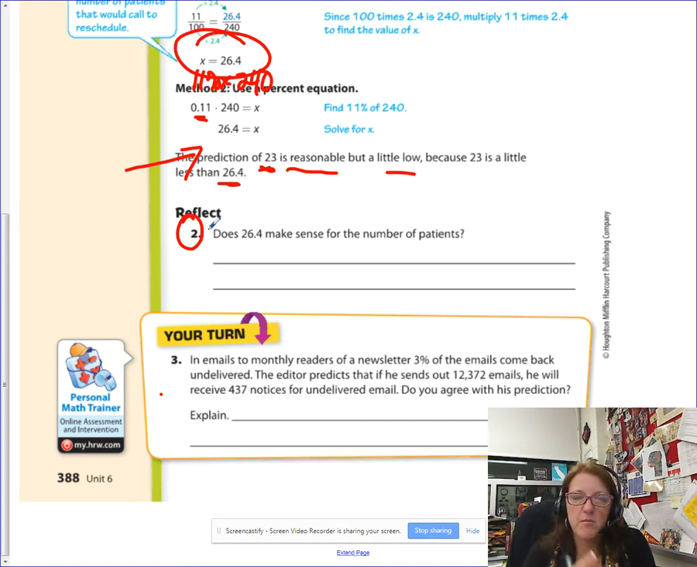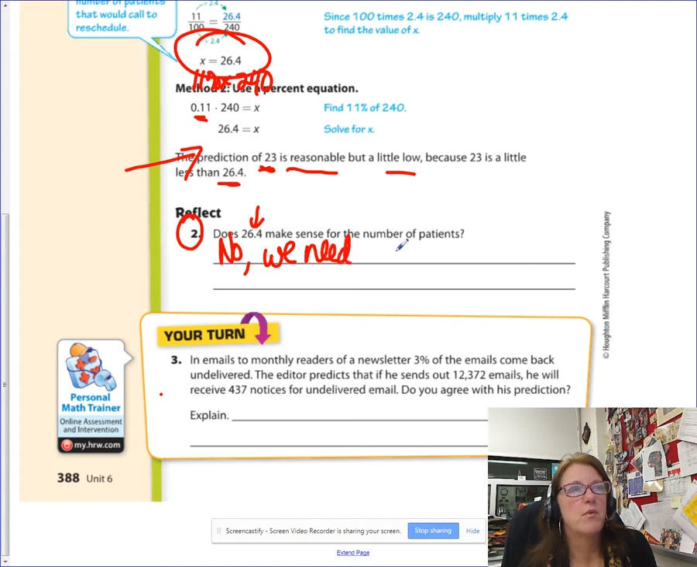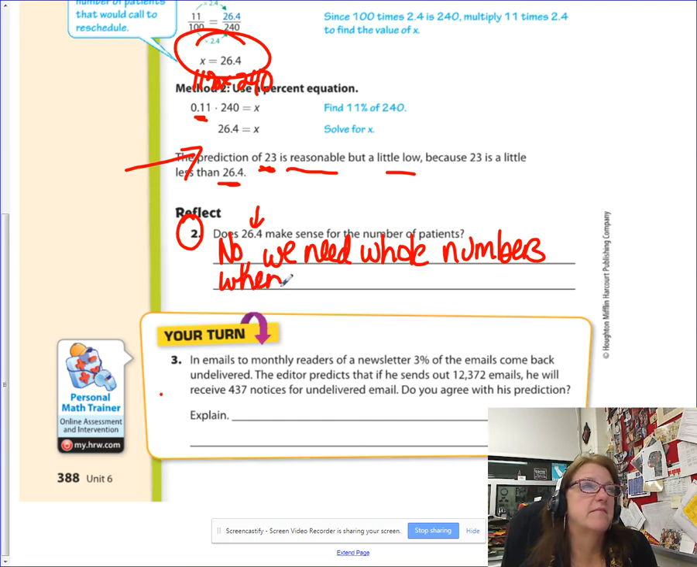We're talking about the number of people. And so when you get an answer that's got a decimal in it, it's asking you, does 26 4/10 make sense when we're talking about the number of patients, which is people? And you should say, no, we need whole numbers when we're talking about people, when describing humans or people.